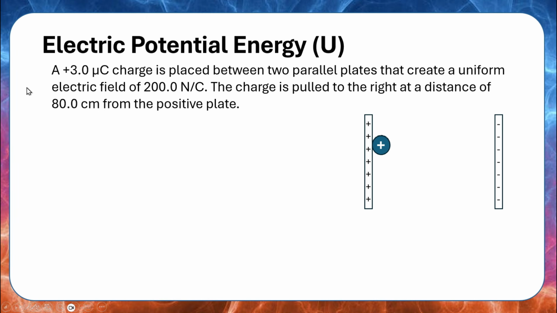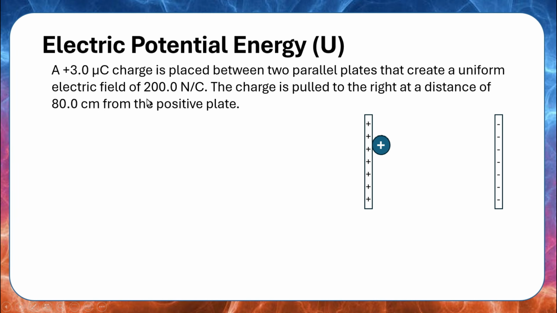A positive 3.0 microcoulomb charge is placed between two parallel plates. So we have here the diagram with two parallel plates, positive and negative, that create a uniform electric field. So here it is now mentioning the uniform electric field. So we are now certain that we're going to use the second formula. U is equal to E, which is the electric field, times the distance of the charge from its natural tendency, times the Q. So U is equal to E times D times Q, because it shows us the quantity or the unit of the electric field here. So we're going to use that.